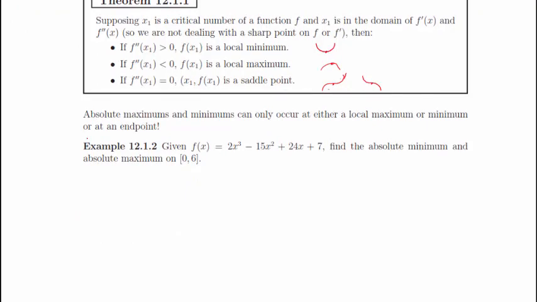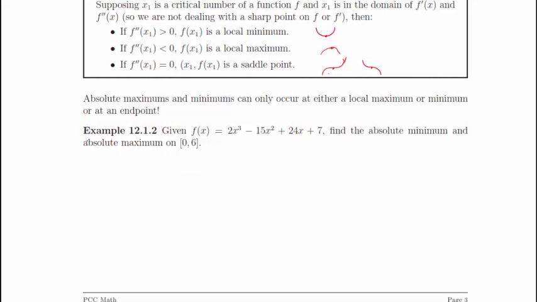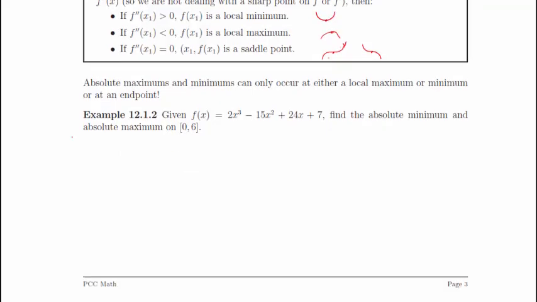So if we move to the next idea for absolute maximums or minimums, so if we're given a function or a story problem and we're trying to find the absolutely largest output or the absolutely smallest output, then that can happen at a local max, a local min, but it could also happen at an endpoint.